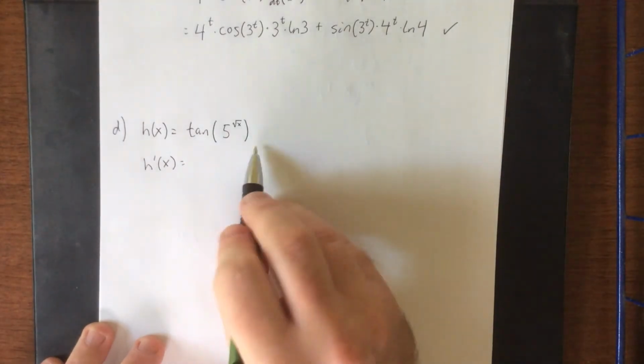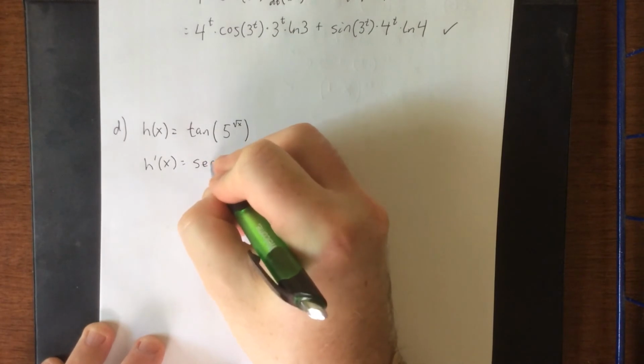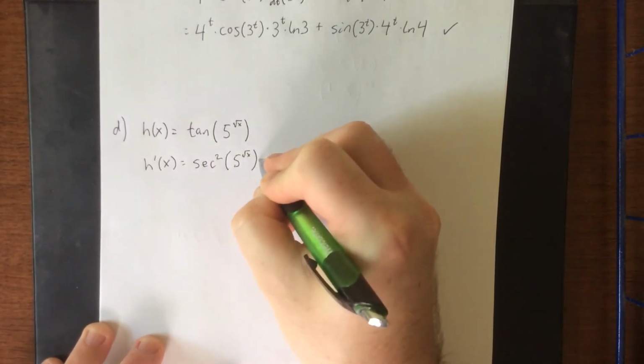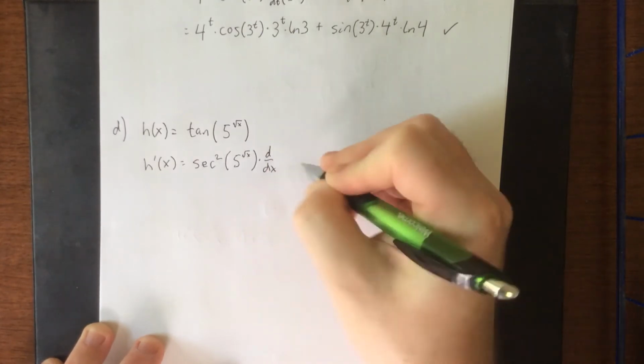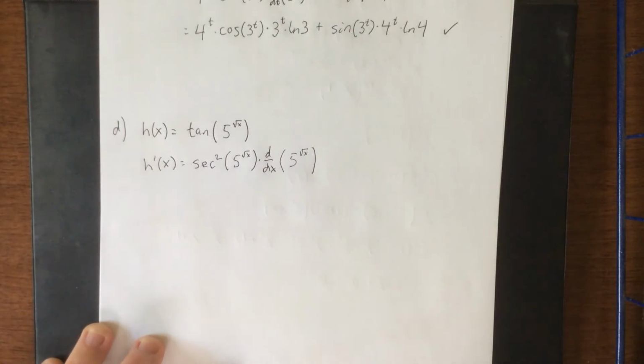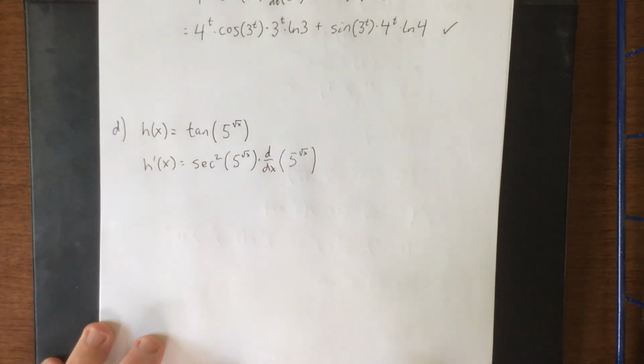So we'll start with the derivative of the outermost function. The outermost function is the tangent function. So that'll be the secant squared of the input. Then the chain rule says multiply by the derivative. We're back to d over dx since our independent variable is once more x. And we're differentiating 5 raised to the square root of x power.